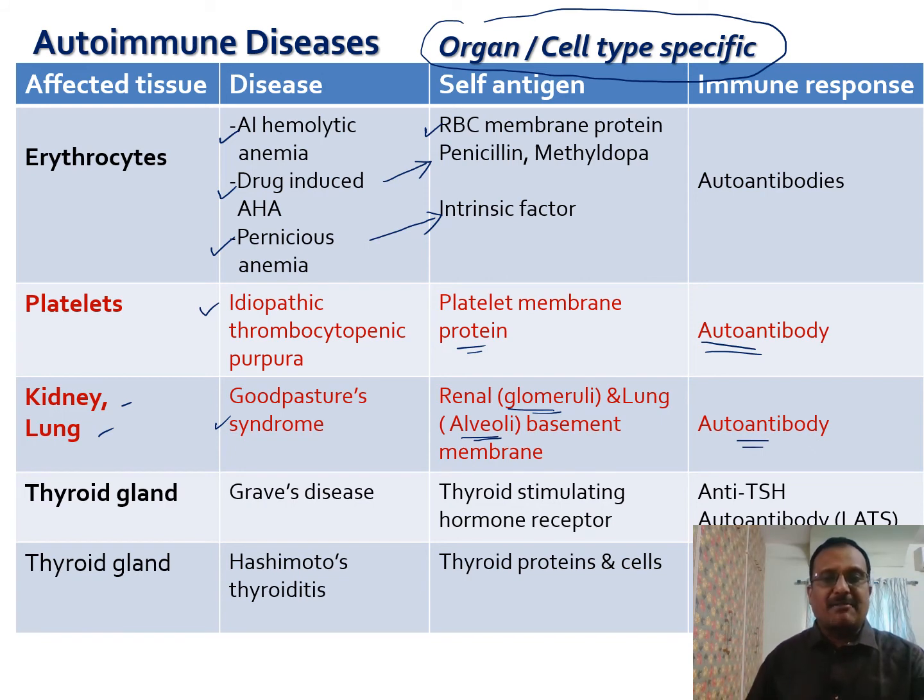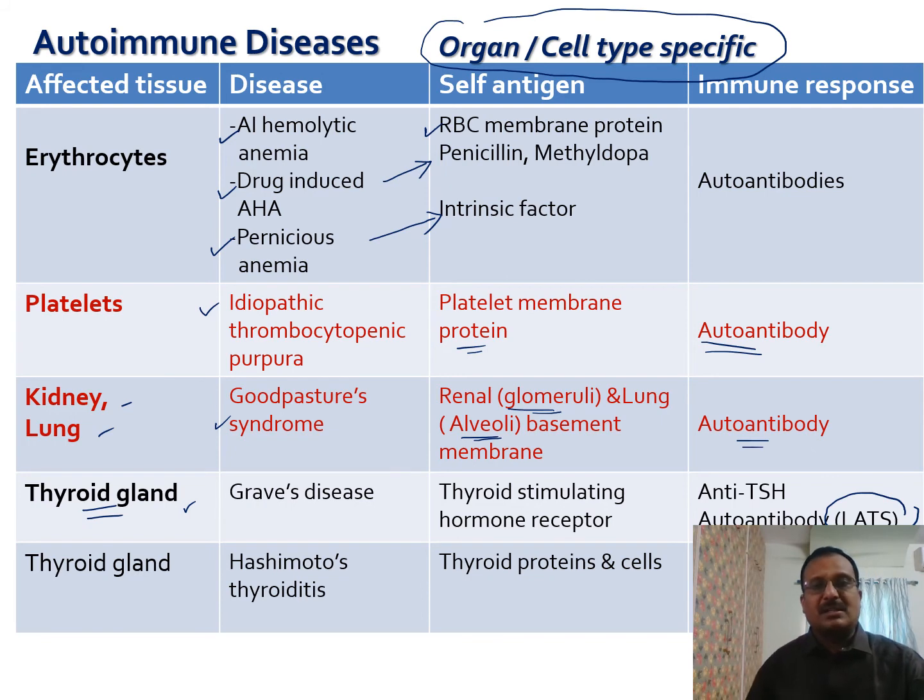Next, in case of Graves' disease, the thyroid gland is involved. Here, the thyroid stimulating hormone receptors act as a self antigen, against which antibodies are produced, and these are known as LATS, long acting thyroid stimulator. These autoantibodies are responsible for damage to the thyroid gland tissue, resulting in the disease.